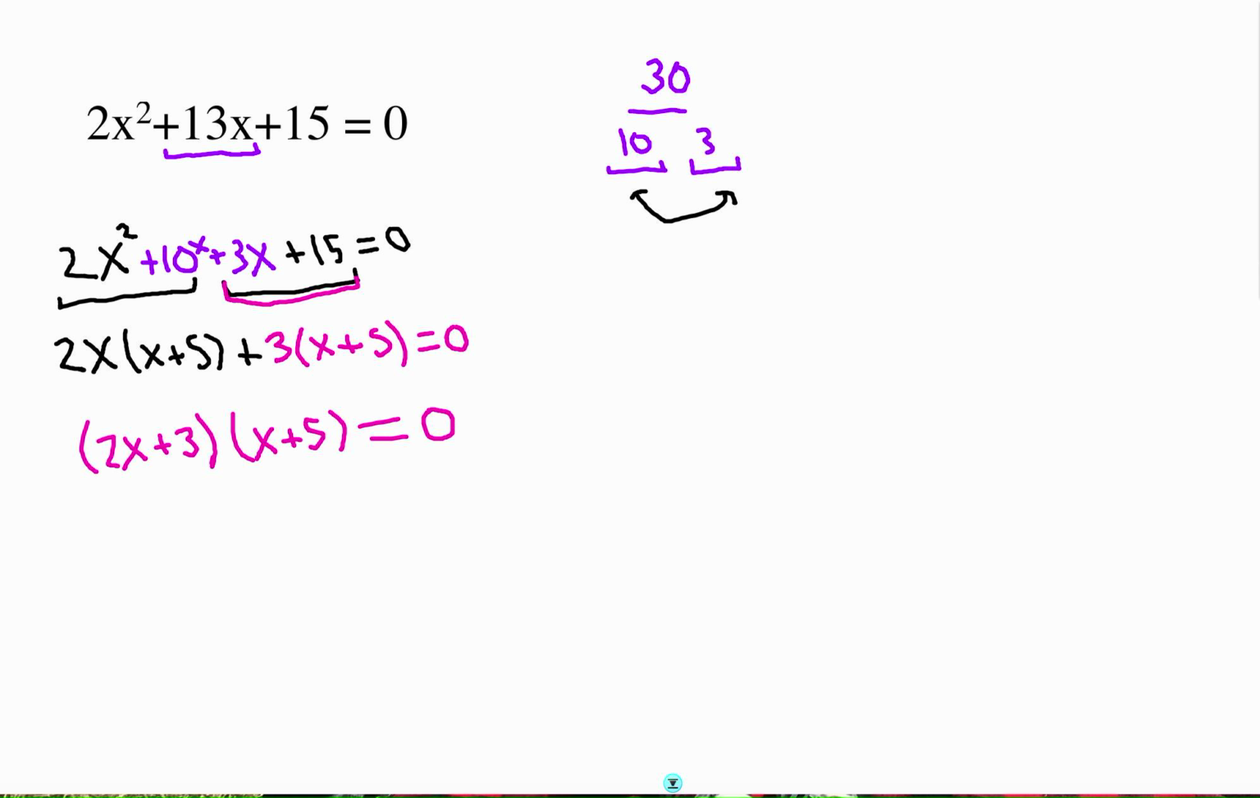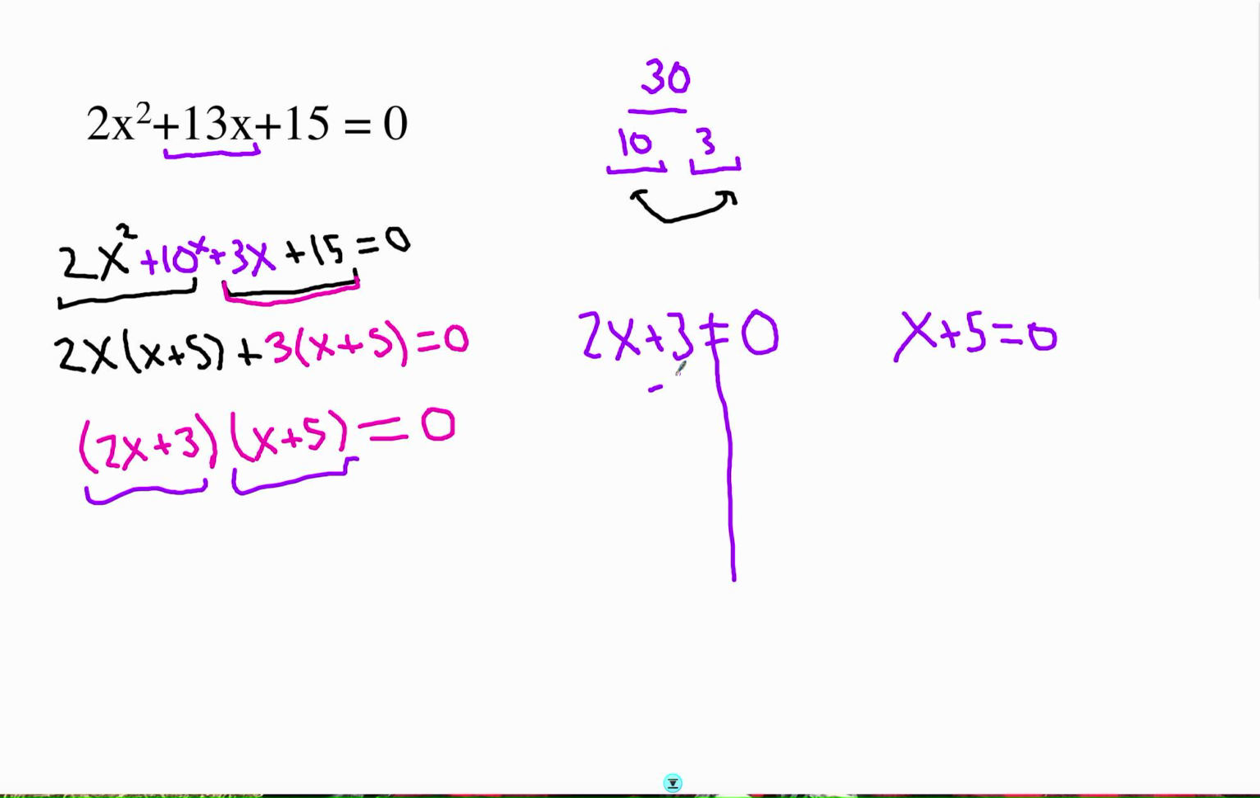So now that I've factored it, I'm going to set each factor equal to 0 to get my solution. So I do 2x plus 3 equals 0. And then I'm going to set x plus 5 equal to 0 to get my two solutions. So for this first one, I'm going to subtract 3. I'm trying to get x all alone. So I get 2x is negative 3. I'm going to undo multiplying x by 2 by dividing by 2. So I'm left with x equals negative 3 halves.